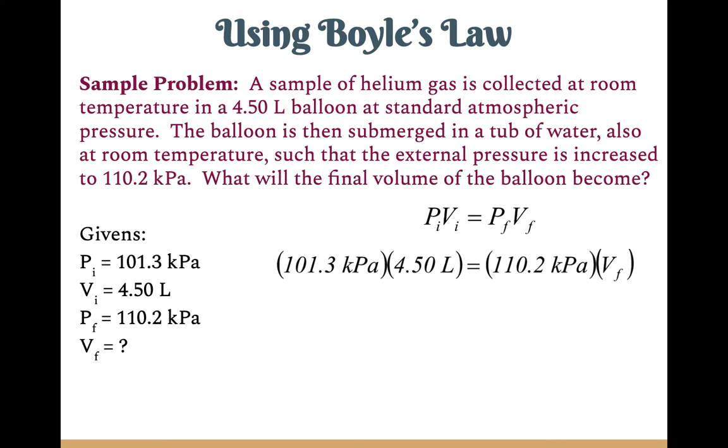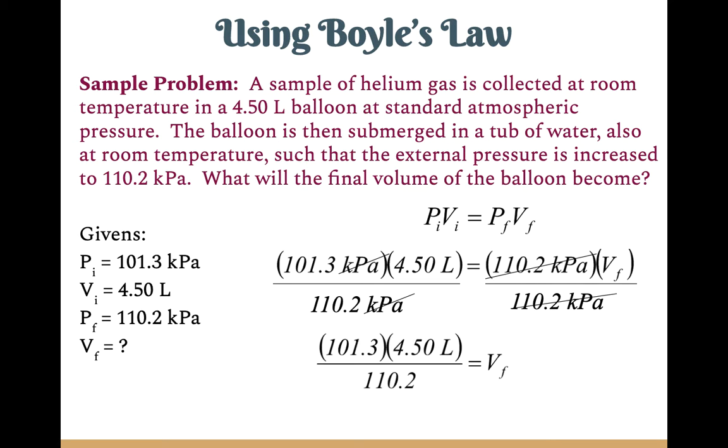Then we're going to solve for Vf. The first thing we have to do is divide by the 110.2 kilopascals. That cancels out on the one side with the Pf, and it also cancels out the kilopascals. So the math that you need to do is 101.3 times 4.50 divided by 110.2. When you do that, you get a final volume of 4.14 liters.